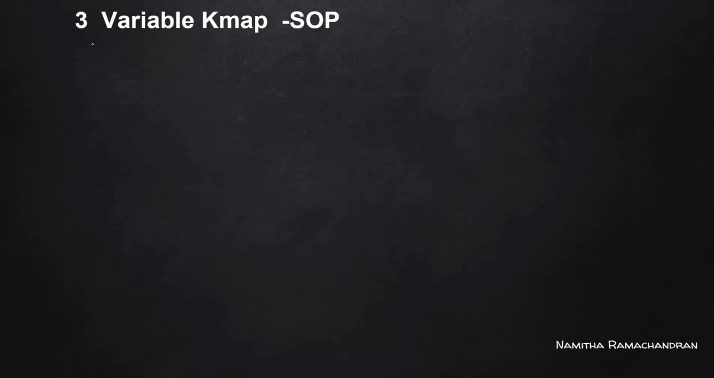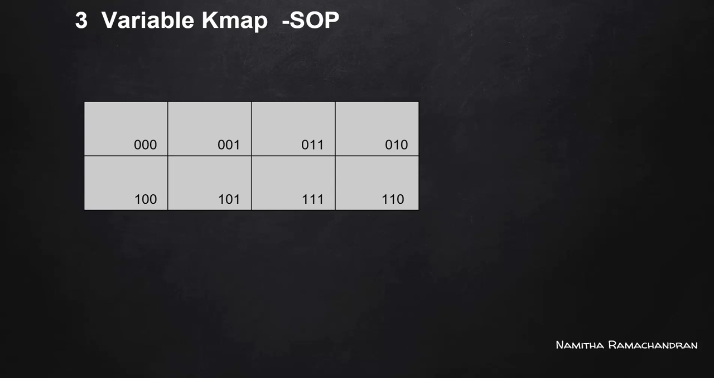Next, we can consider the three-variable Kmap. Its basic or general syntax is like this. Using three variables, how many values are possible? 2 raised to 3 equal to 8. So it is a Kmap with 8 cells. The representation is like this: 2 rows, each row containing 4 cells.